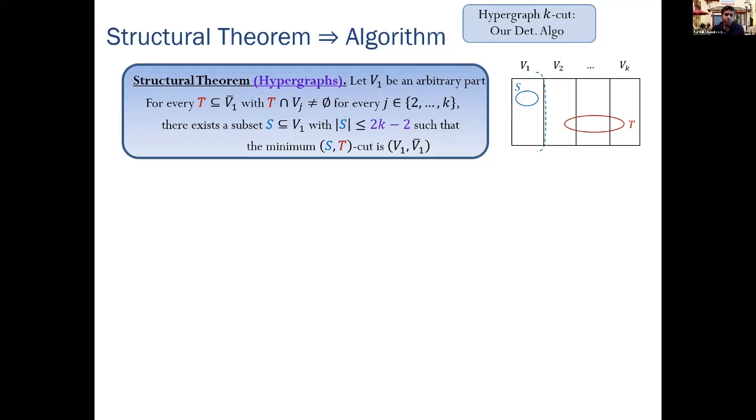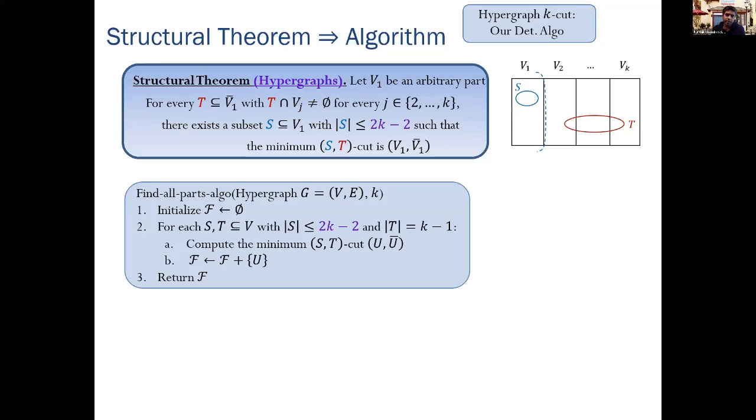Let me quickly flash how to use the structural theorem to get a deterministic algorithm for hypergraph k-cut. The structural theorem allows us to enumerate a polynomial-sized family of subsets containing all parts of the optimum k partition. Here is how you would do this. You initialize the family F to be empty. Now for each subset S of at most 2k minus 2 vertices and each subset T of k minus 1 vertices, you compute the minimum ST cut U, U bar and add U to the family. Now by the structural theorem, this family F contains V1. Why does it contain V1?